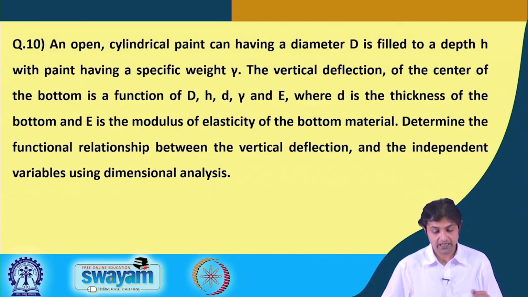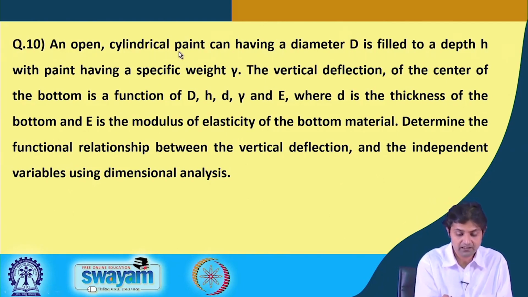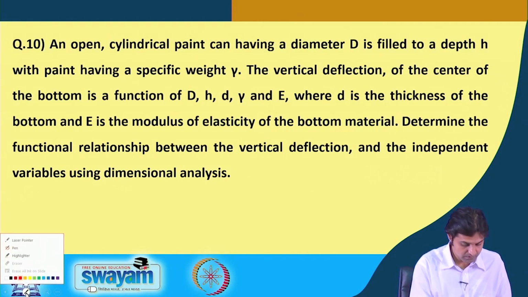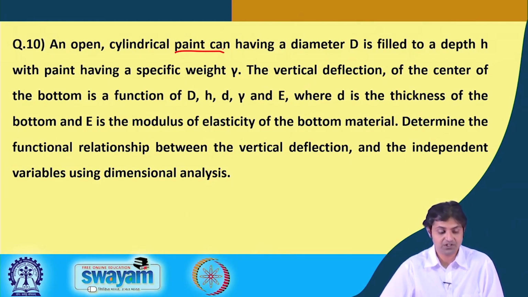So, there is question number 10. The question says an open cylindrical paint can, this is one paint can having a diameter D, is filled to a depth h with a paint having specific weight gamma. The vertical deflection of the center of the bottom is a function of D, h, d, gamma and E, where d is the thickness of the bottom and E is the modulus of elasticity of the bottom material. Determine the functional relationship between the vertical deflection and the independent variables using dimensional analysis.